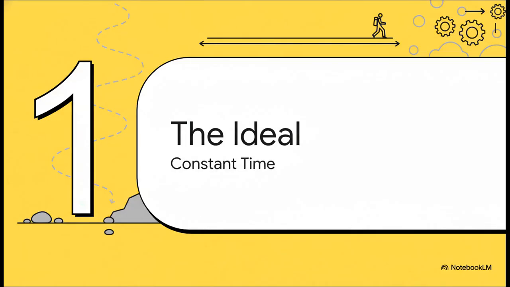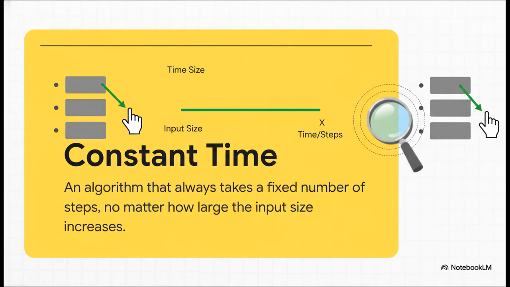Okay, so to really get a grip on this, let's imagine we're going on a climb, and we're going to start on the easiest possible terrain, nice, flat ground. This is the absolute ideal, and it's called constant time. Constant time is basically the dream scenario. It means that no matter how much data you throw at a problem, whether it's a list with 10 items or 10 million, the computer takes the exact same number of steps to get the job done.